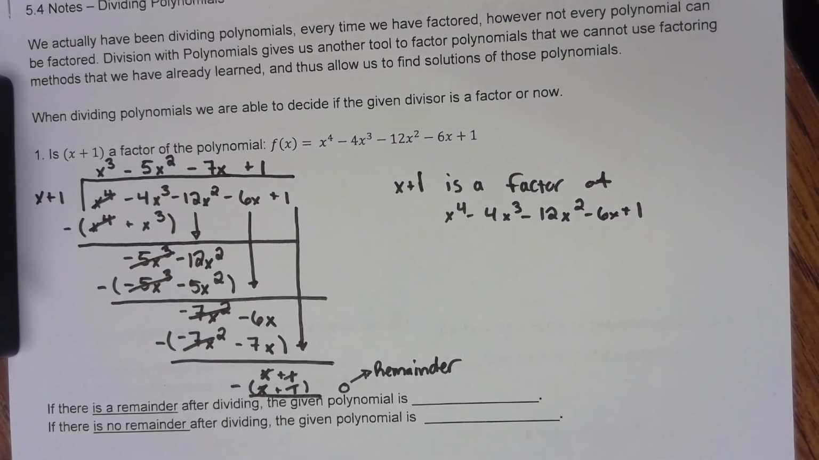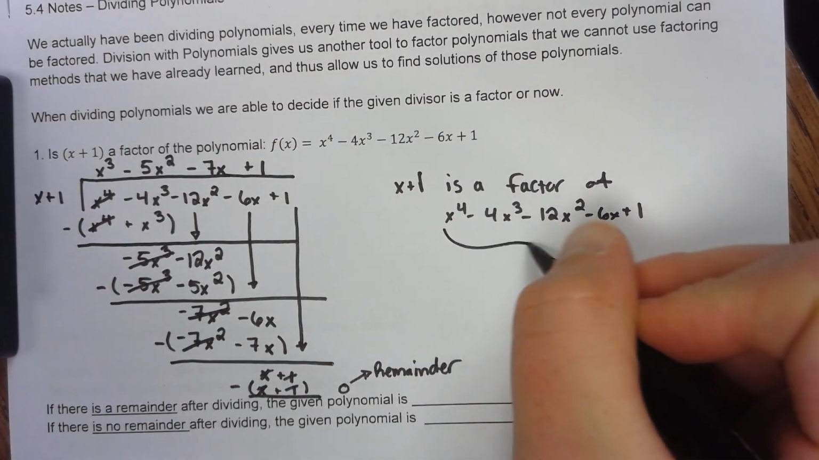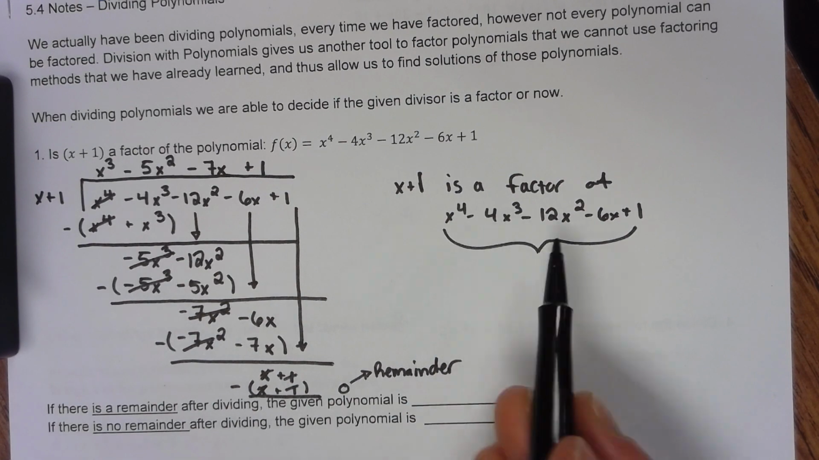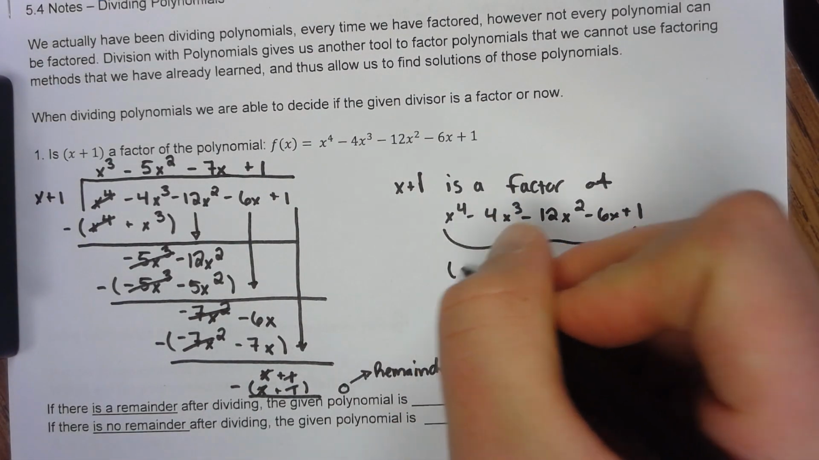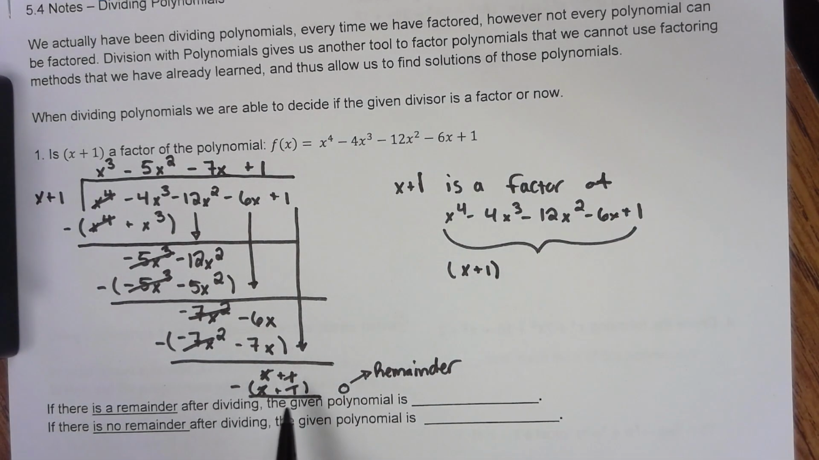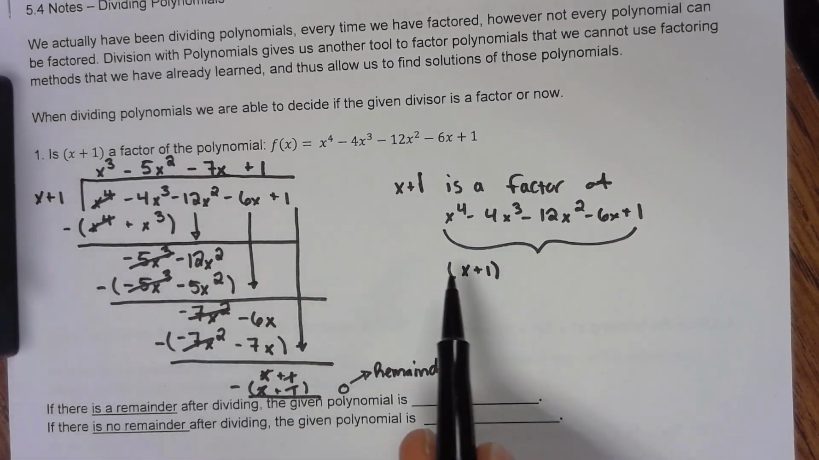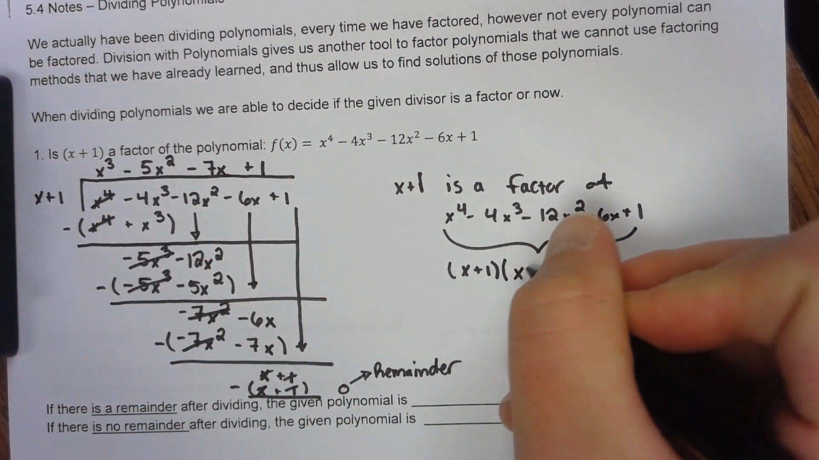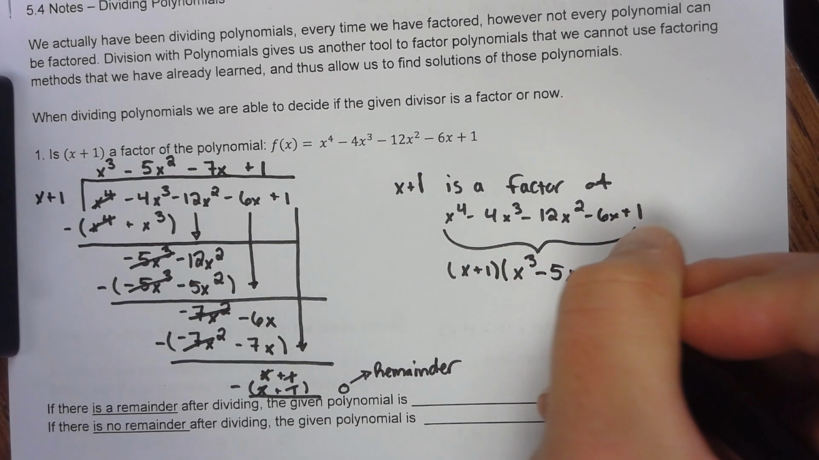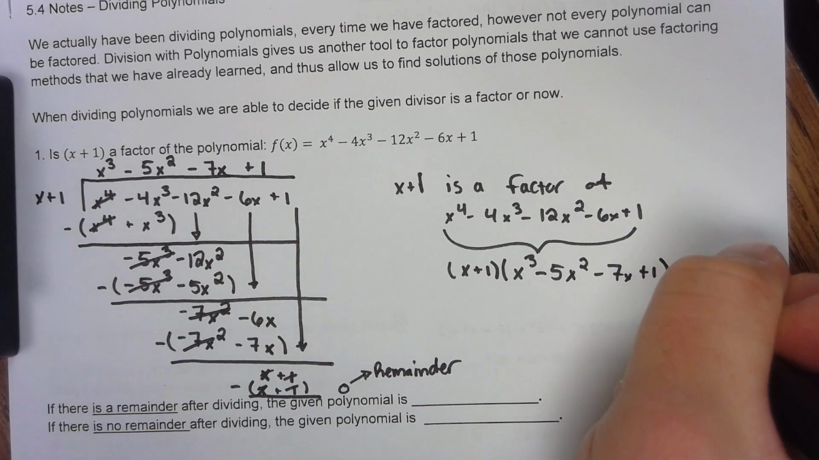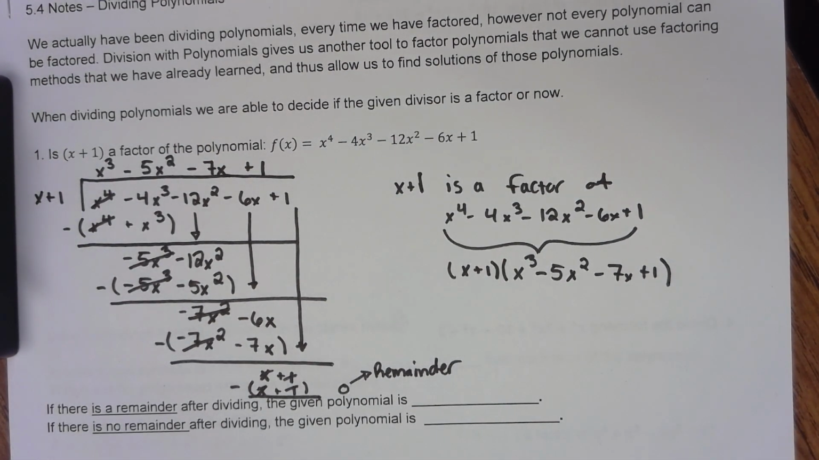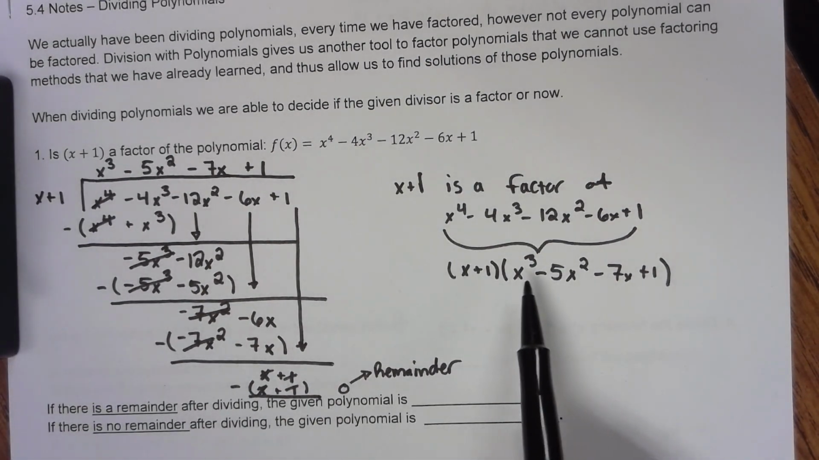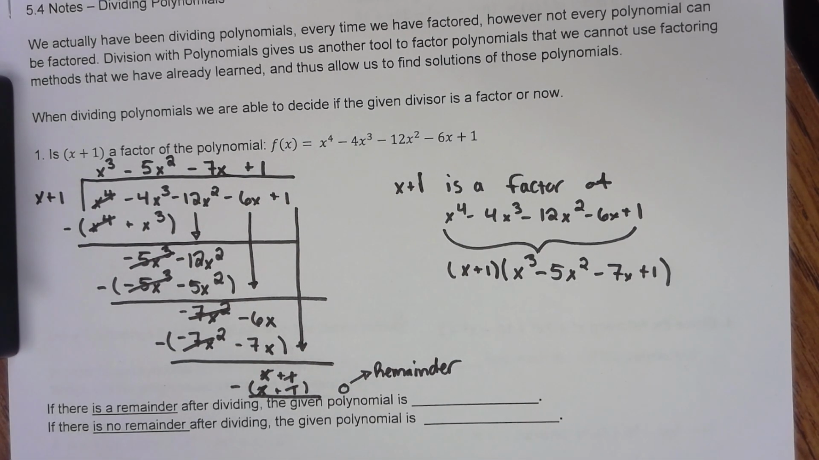Okay. And so really what we can do, because we factored, is say that this polynomial is equal to x plus 1, which we have confirmed is a factor by getting that remainder of 0. So if we take that x plus 1, our divisor, and multiply it by the quotient, the result of the division problem, that equals our original polynomial. Okay, so now, if we wanted to continue to find solutions, we've got to work with this cubic function, x cubed minus 5x squared minus 7x plus 1.